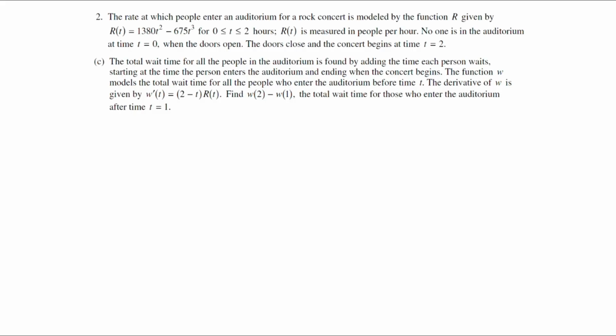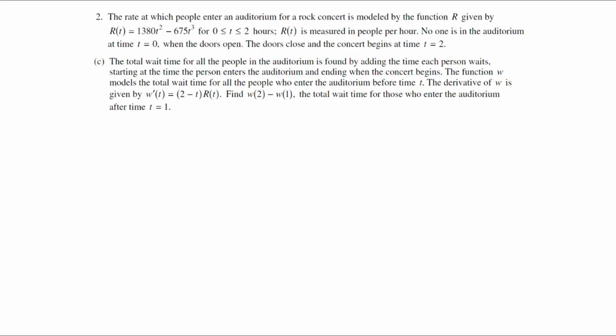In part C, it tells us that we have a total wait time for all the people in the auditorium. We add up the time each person waits, starting at the time the person enters and ending when the concert actually begins. So we have now the function w, which models the total wait time for all the people, and its derivative is 2 minus t times r of t. We want to find w of 2 minus w of 1, right, which is going to be the total wait time for those who enter the auditorium after t equals 1.